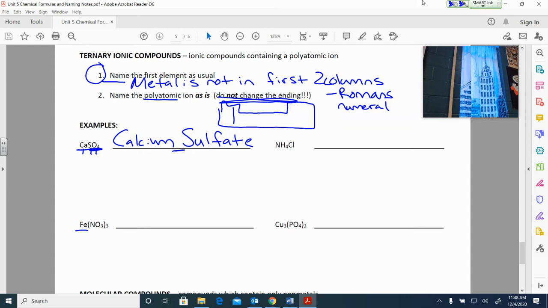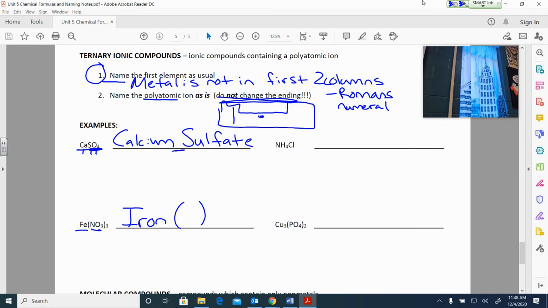Iron. Fe. I look at Fe on the periodic table. It's around here, so I don't know its charge. It isn't in the first two columns. I'm going to need Roman numerals. But I'll start by writing its name, not changing it. It's called iron. But I know I'm going to need Roman numerals, so I'm going to go ahead and put those in the middle in parentheses.